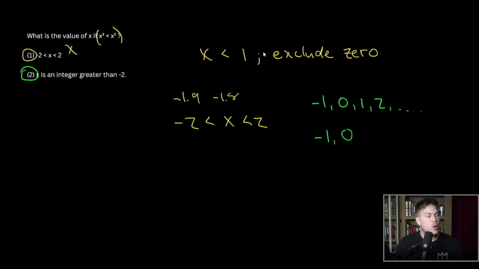However, we're told that x cubed is less than x squared, so 0 won't be possible. And so the only option left is that x is equal to negative 1. So statement 2 alone is sufficient. Our answer is going to be answer choice B.